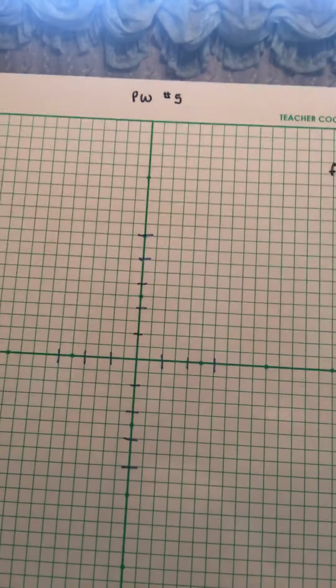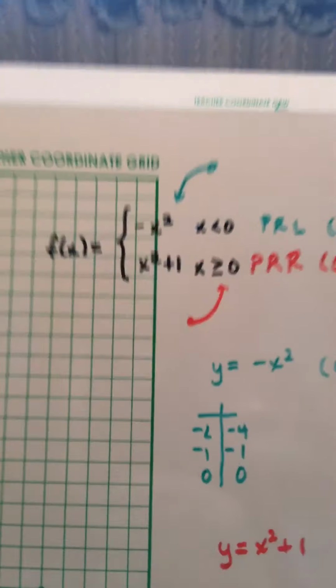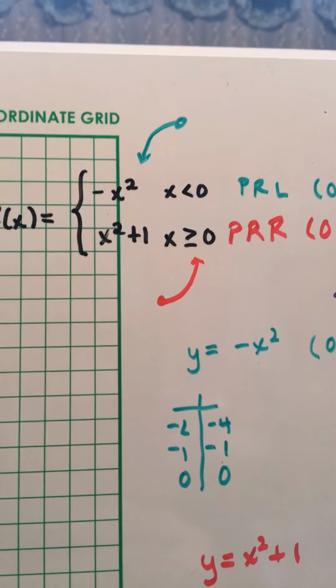And here we are for Piecewise 5. And doing Piecewise 5, we're going to start out with a problem similar to problem 1 on your worksheet.